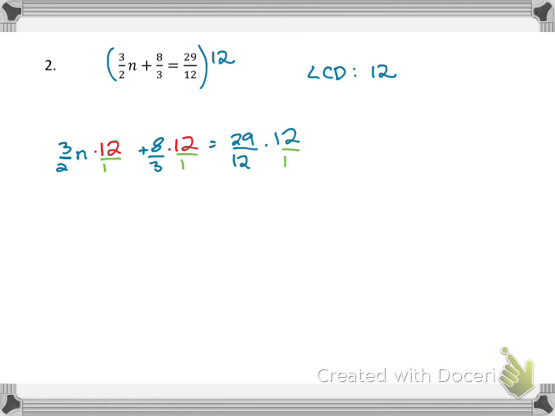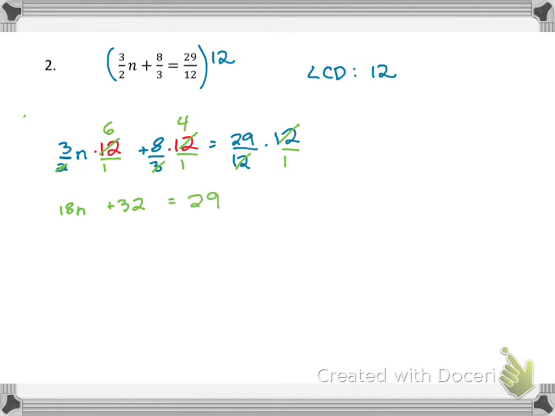So one thing that we can do is we can divide. We have 12 divided by 2, that gives us 6. Then we have 3n times 6, that gives us 18n. Likewise over here, we have 12 over 3. 12 over 3 is 4, and 8 times 4 is 32. Lastly, over here, hopefully you can see that the 12s cancel out, so we have 29.